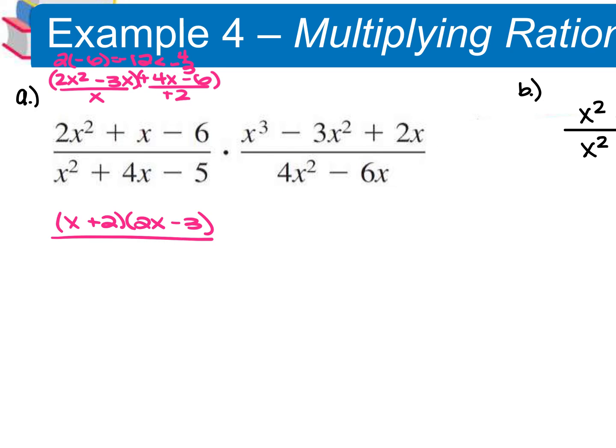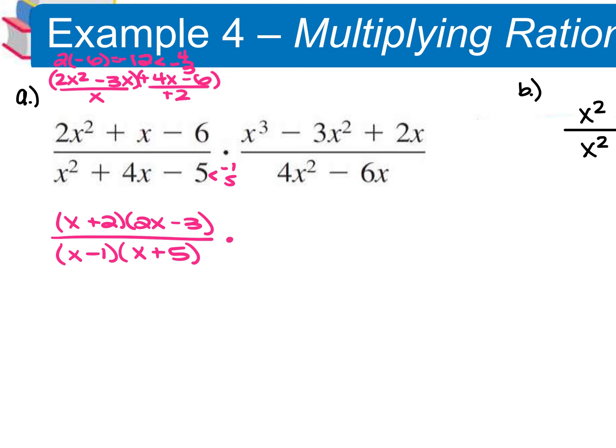So from here, you're going to factor the denominator of that first fraction as well. That negative 5 has factors of negative 1 and 5 that add up to be 4. So it's going to be x minus 1 and x plus 5.